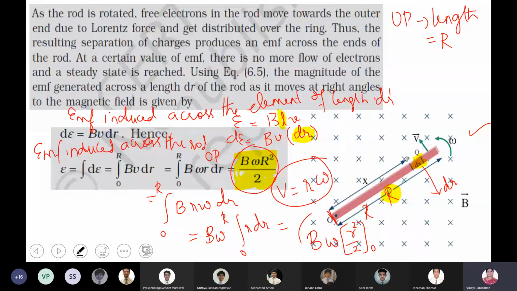Have you completed? Shall I go for the other one? Boys, we'll solve a numerical and then we'll go for the self-induction. Shall I move? Sure, ma'am.